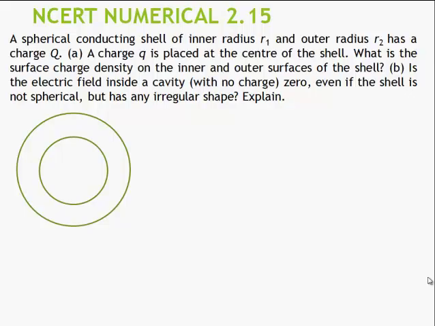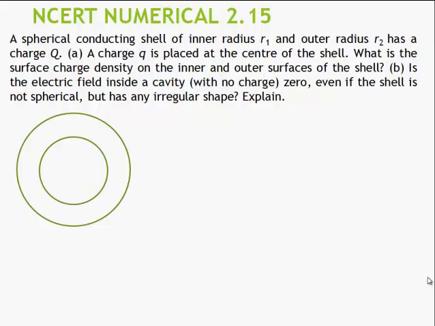The inner sphere and external sphere are there. The inner radius and outer radius are both given to you. Charge is placed at the center. You want the surface charge density at the inner and outer surfaces. That is the first part. The second is obviously a conceptual question. Let's go for the first part first of all.